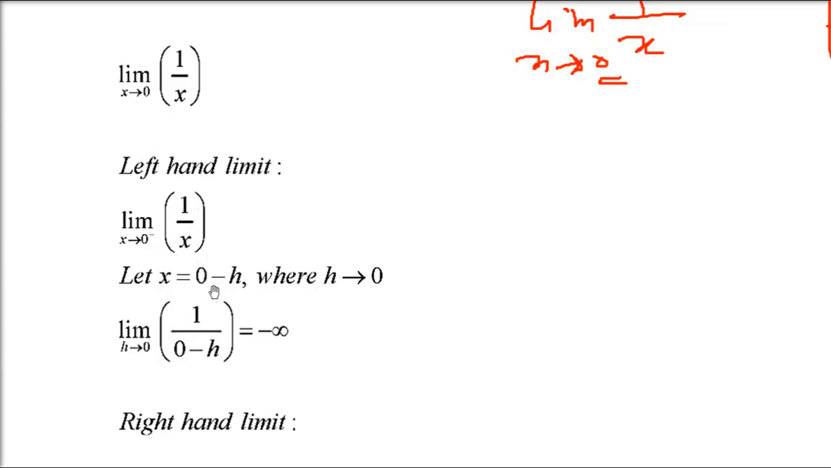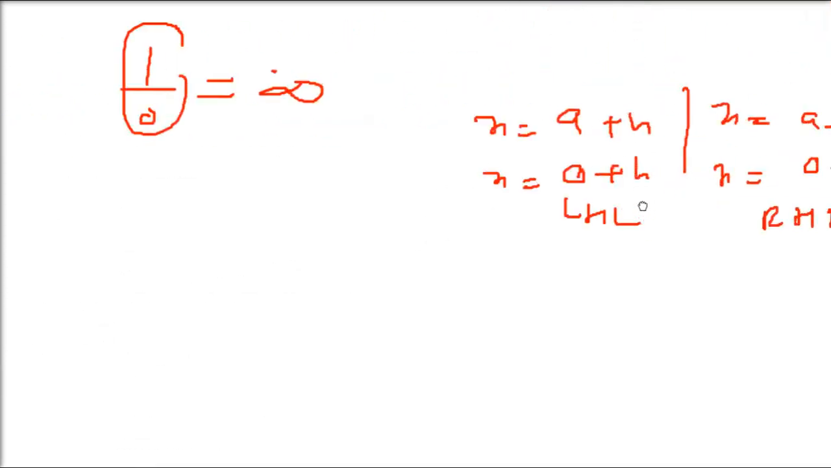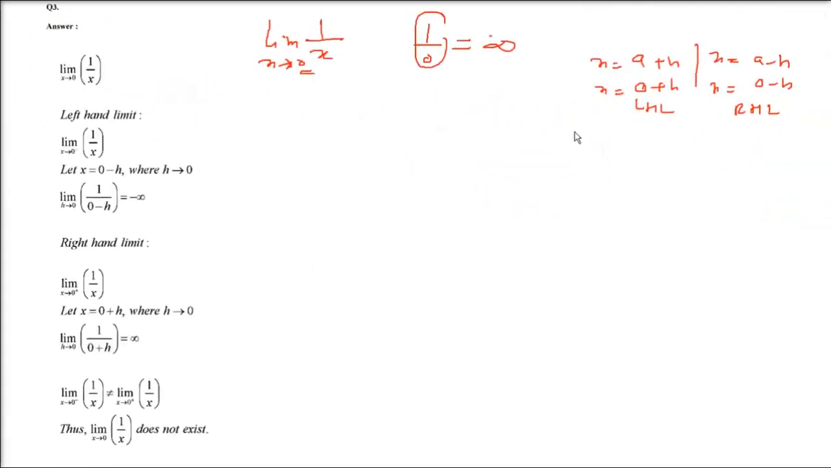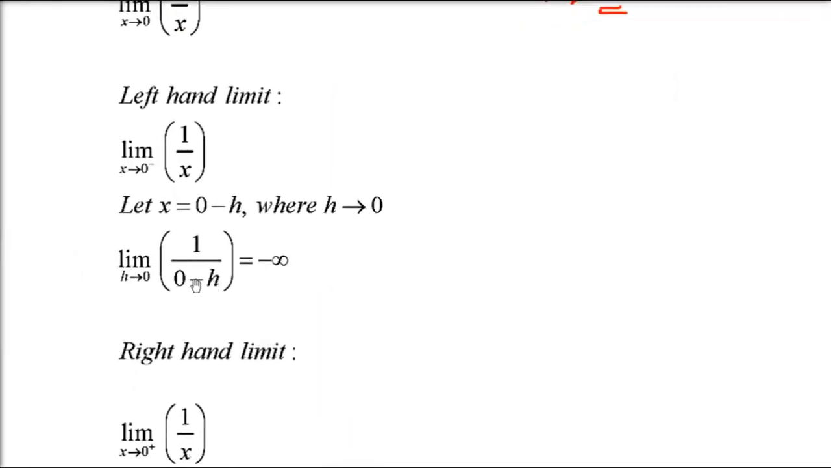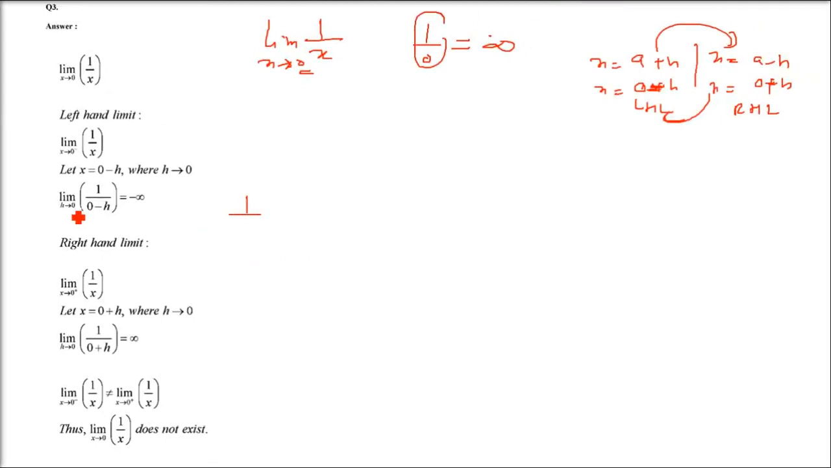So 1 by x, now put x as 0 minus h. Oh, I need to change it, there is a slight error. This is 0 minus h, a minus h, this is a plus h on the right hand side, so 0 minus h I am putting on the left hand side. Now you have to change the limit to h also. If you put h as 0, 1 by minus 0. 1 by 0 is infinite, so 1 by minus 0 is minus infinite.